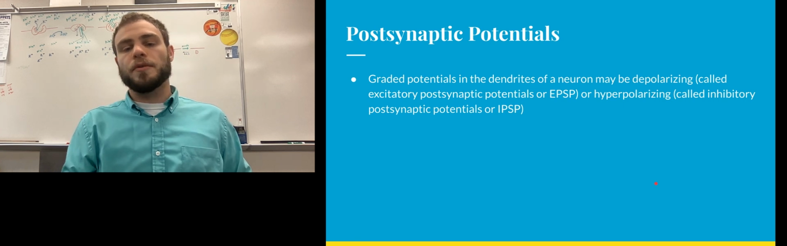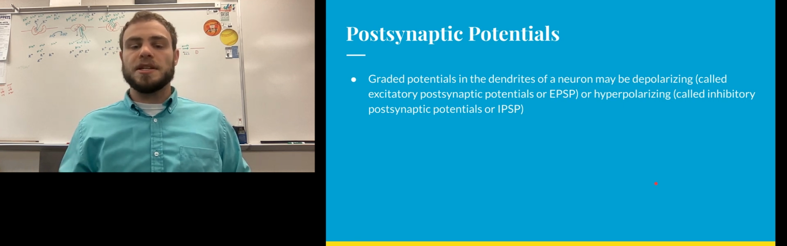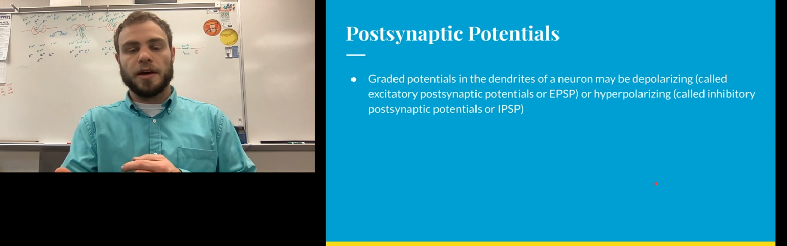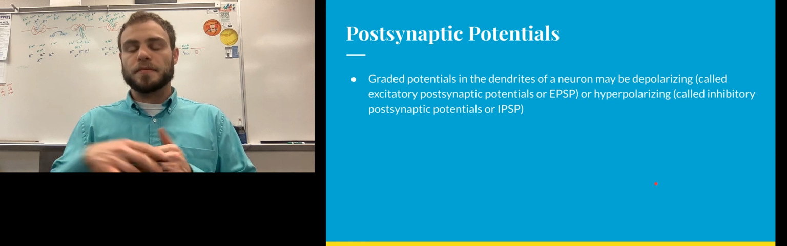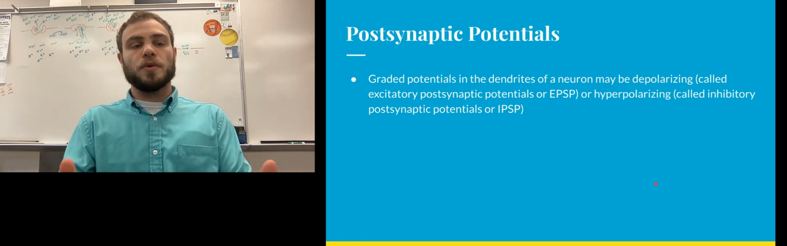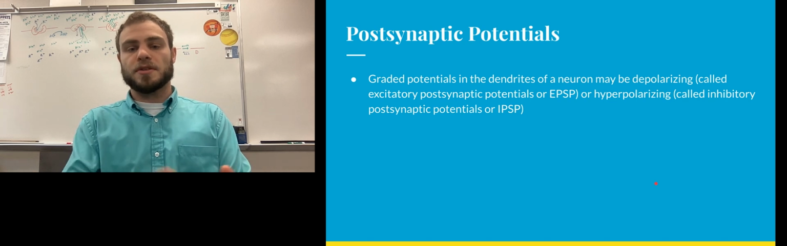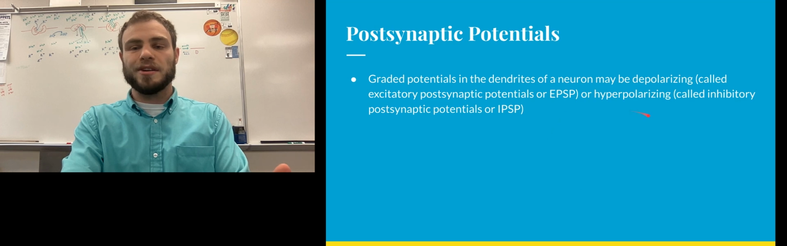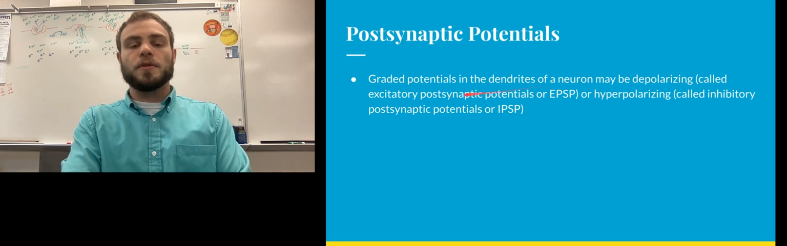And so the graded potentials in all of those dendrites in the neuron can be depolarizing or hyperpolarizing, like we talked about. And if they are after the synapse, in the neuromuscular junction, that would be on the muscle side, but you also get neuron to neuron synapses. So this is going to be in whatever the receiving end is, so on the dendrites here.